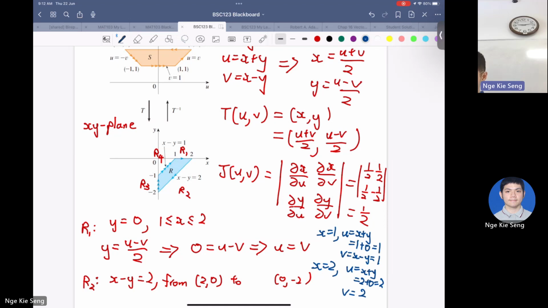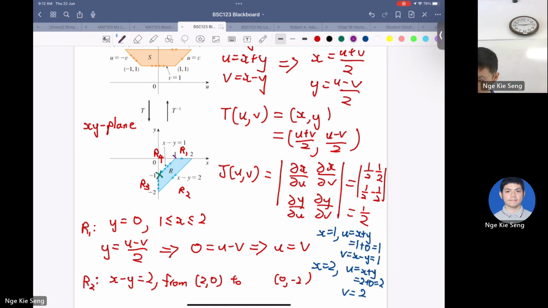So let's plot the endpoints out. If I know u equals 1, v equals 1, yeah, you can also do that. Yes, you can do that. So let's plot this point.